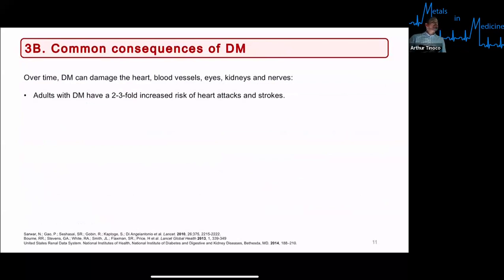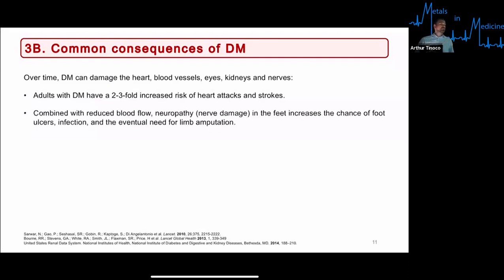All right, so look at the common consequences of diabetes. Over time, diabetes can damage the heart, blood vessels, eyes, kidneys, and nerves. Adults with diabetes have a 2 to 3-fold increased risk of heart attacks and strokes. Combined with reduced blood flow, neuropathy, which is nerve damage in the feet, increases the chance of foot ulcers, infection, and the eventual need for limb amputation.